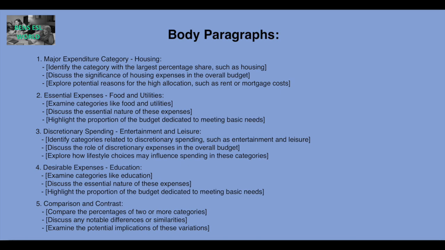3. Discretionary spending. Entertainment and leisure. Identify categories related to discretionary spending, such as entertainment and leisure. Discuss the role of discretionary expenses in the overall budget. Explore how lifestyle choices may influence spending in these categories.